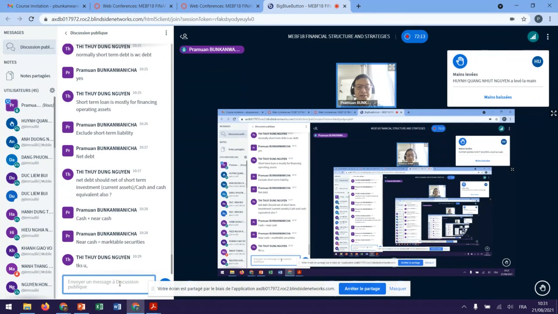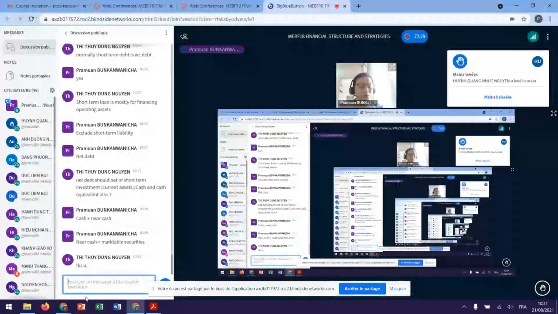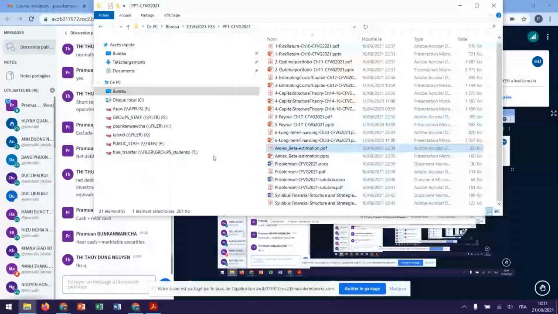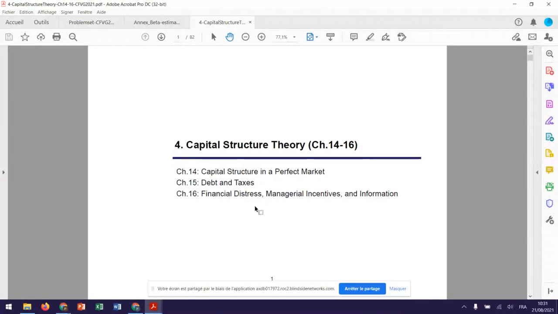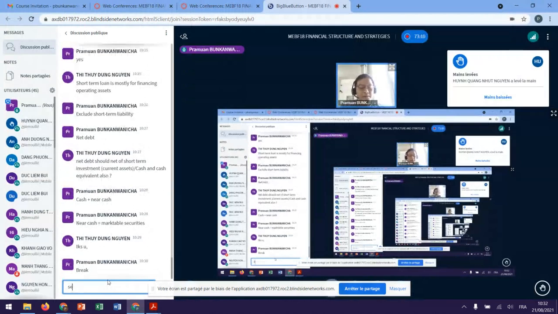Any other questions? No? Okay, so we're going to come back after the break with the new module, the capital structure theory. We're going to learn three chapters in one chart. Chapter 14 presents capital structure in a perfect market, debt and taxes, financial distress, managerial incentive, and information. Chapter 14 to chapter 16 we can probably finish by tomorrow. Perfect. Shall we have a break? Okay, and we come back.